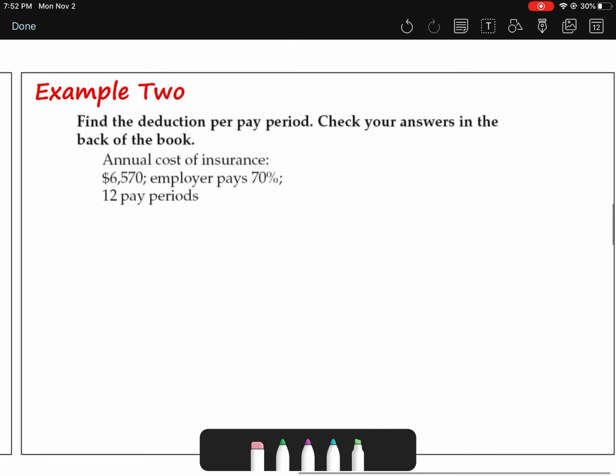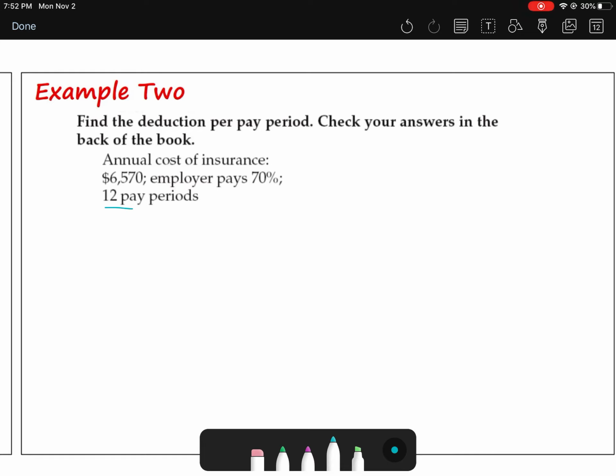Let's go to example 2. So here's where I'd like you guys to try to do one on your own and then pause it and come back and check your answer. Okay. So we know the annual cost of insurance here is $6,570. The employer pays 70%. They're paid monthly, which is 12 pay periods. I want to know, what is the deduction per pay period?